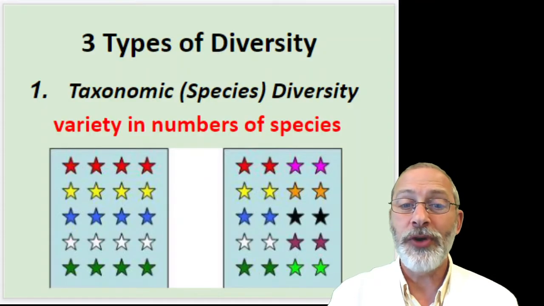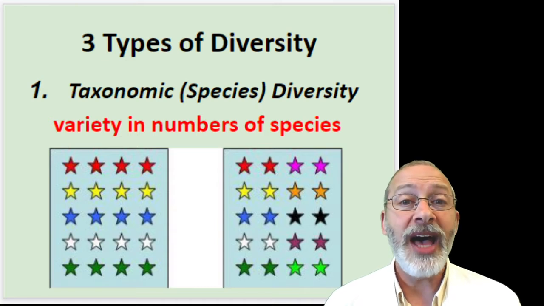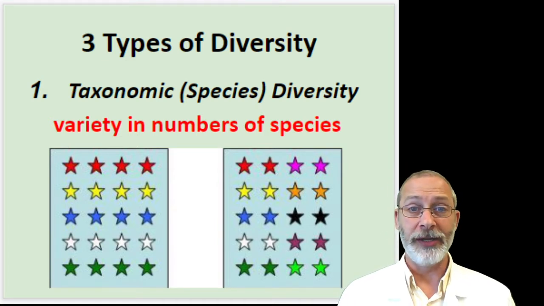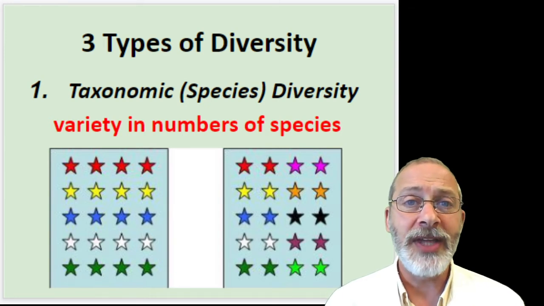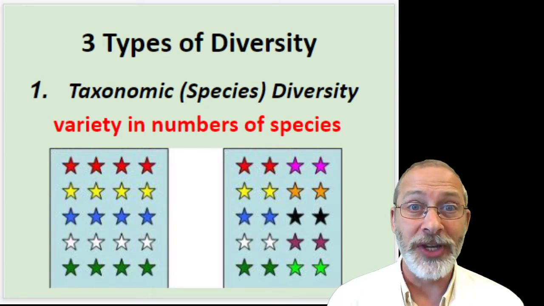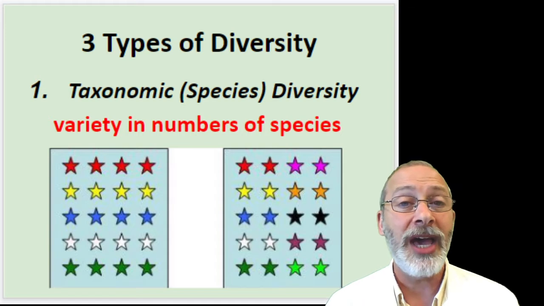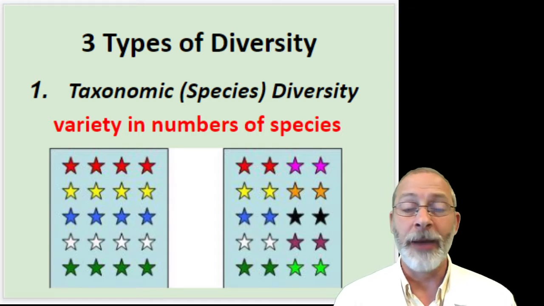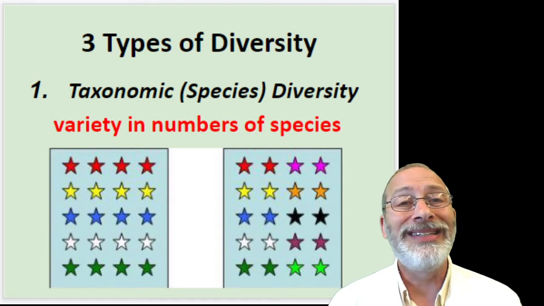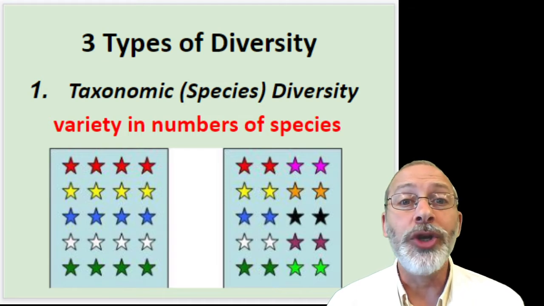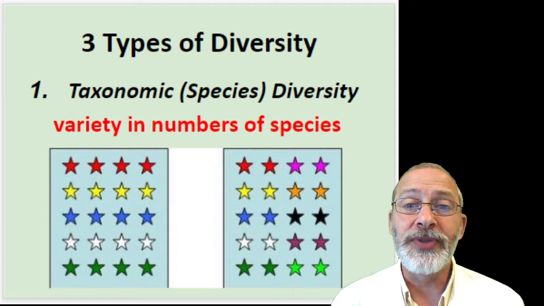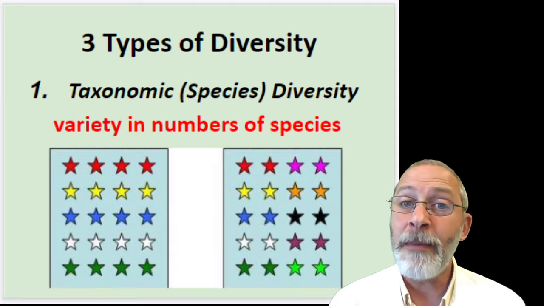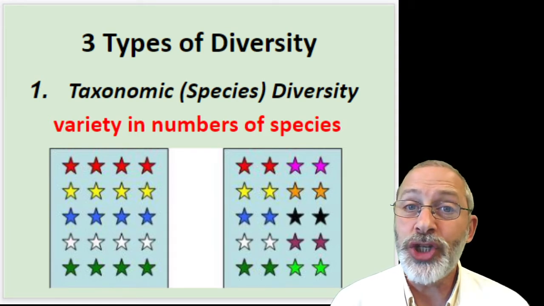But first, let's focus on three types of diversity, because biodiversity in and of itself is also diverse. And we're going to discuss three different types of biodiversity. Number one is called taxonomic or species diversity. And this describes the variety in the number of species.